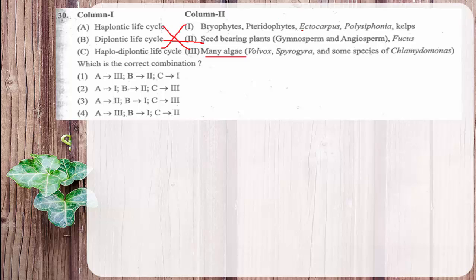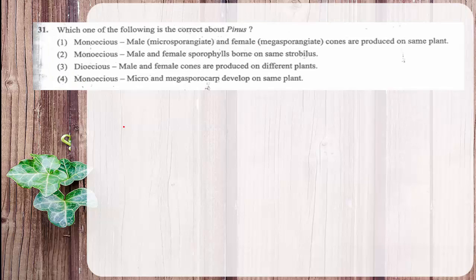The diplontic life cycle is shown by seed bearing plants, and the haplodiplontic life cycle is shown by bryophytes, pteridophytes and algae like Ectocarpus, Polysiphonia and kelps. That is why most of the algae show the haplontic life cycle, but with the exception of Ectocarpus, Polysiphonia and kelp. So with this matching, the right answer for this question becomes option 1. Then moving to the last question of the NCERT section. Which one of the following is correct about Pinus?